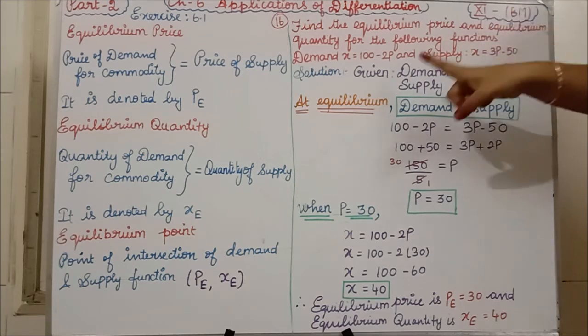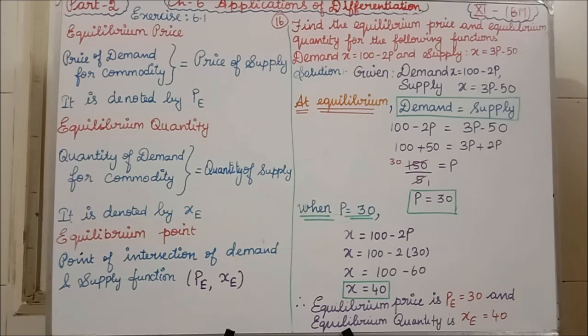Okay, with this demand function and supply function, we are going to find the equilibrium price as well as the equilibrium quantity. Demand and supply have been given. At the equilibrium point, what will be equal?